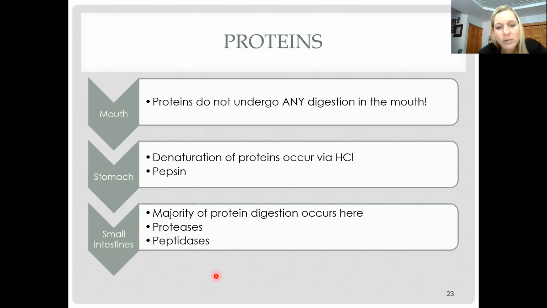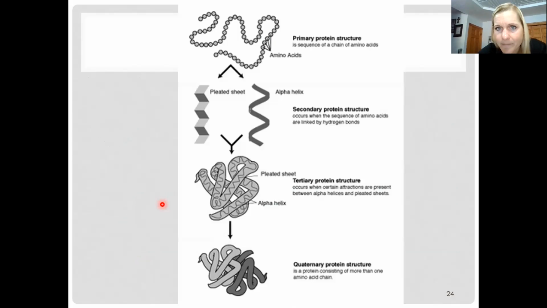Then we move to the small intestines, where the majority of protein digestion is going to occur. We're going to have some proteases and peptidases. Again, those are enzymes that are going to help us to shorten that strand. They're going to assist in the chemical breakdown, chopping those little chunks of amino acids apart. Let me show you the next slide and explain what I mean when I say it's chopping up these amino acid chains.